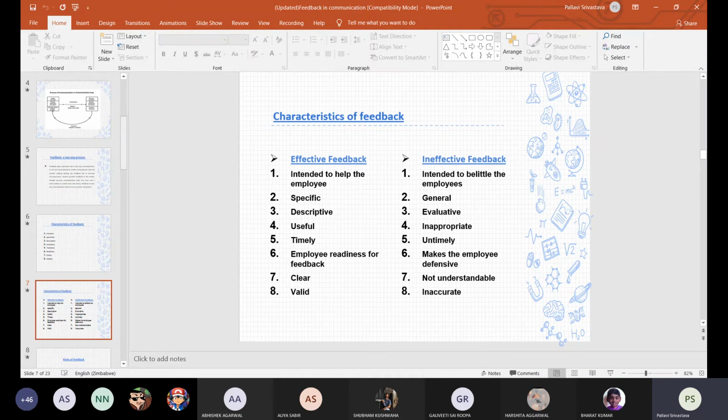Clear means it is worded in a way that people are able to understand everything said. Not understandable means it is in a roundabout manner, in vague terms, so that they are unable to understand it. Finally, valid: it should have evidence, it should be accurate. If it is inaccurate, it will become bad or ineffective feedback. Okay, so this one is important, it can be asked in the exam. Just note it down, you need to understand the difference between effective and ineffective feedback.